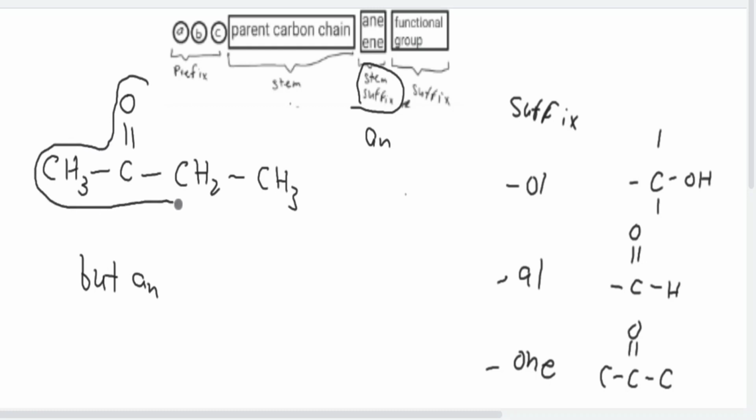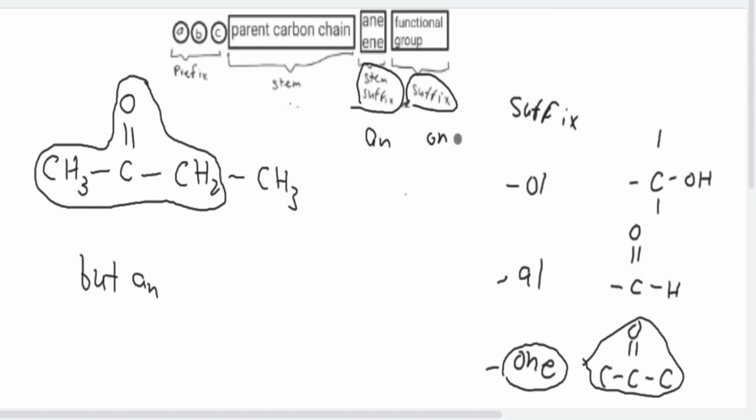This is a carbon with a double bond O and carbons on either side. And this represents a ketone. A ketone has a suffix of "one" or "on". So instead of this suffix, I write "one". So I get butanone.